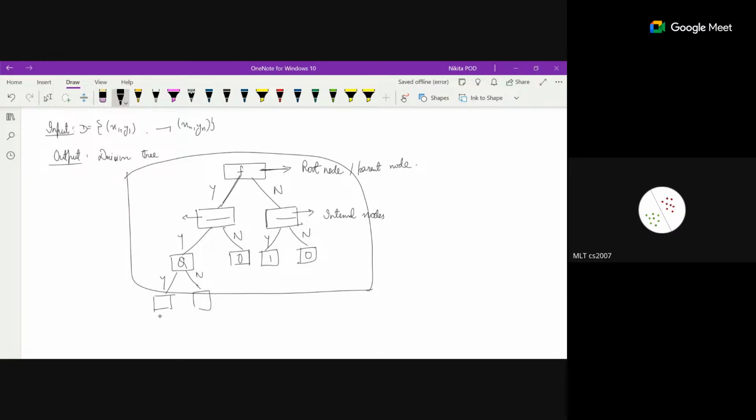And the last prediction that you get. So these, they all are your leaf nodes. The predictions are called the leaf nodes. So these are called predictions or the leaf nodes. Okay.